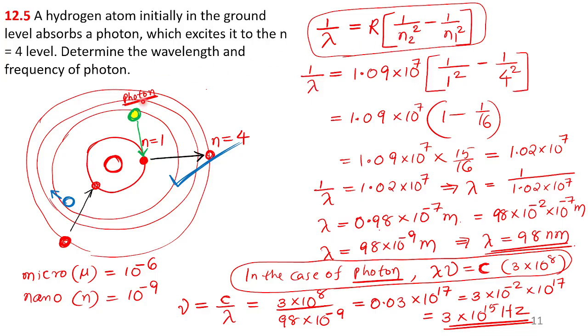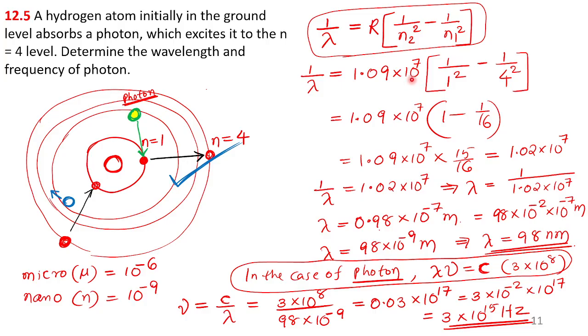So what is our question? The electron is jumping from n equal to 1 to n equal to 4. What is the wavelength of the photon absorbed by the electron? Lambda is our question. So let me use this formula: 1 by lambda equal to R, R is a constant. That value you have to memorize. It will not be given in the question. R equal to 1.09 into 10 raised to 7.